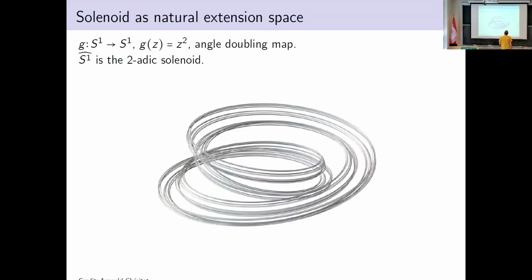Here's another very famous example of this type, which is the two-adic solenoid. You take the angle doubling map, and the natural extension is what is called the two-adic solenoid. There are loads of things with many interesting properties; it's actually a group, and it's also an indecomposable continuum.